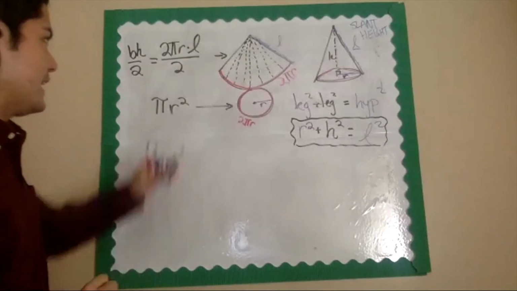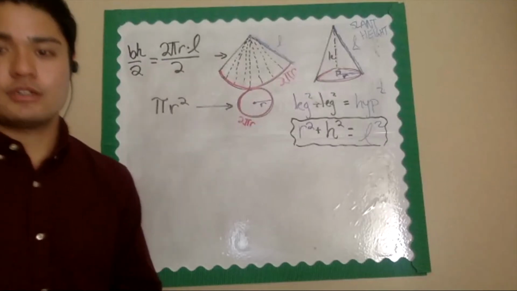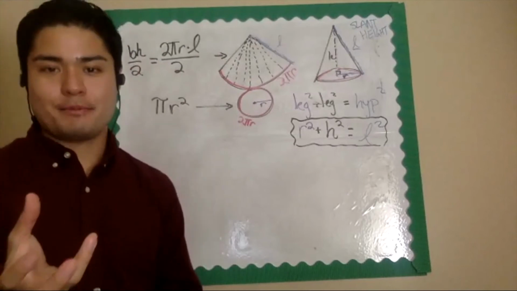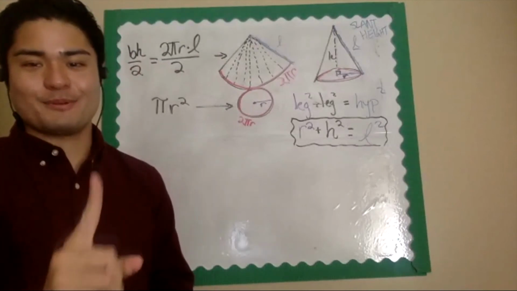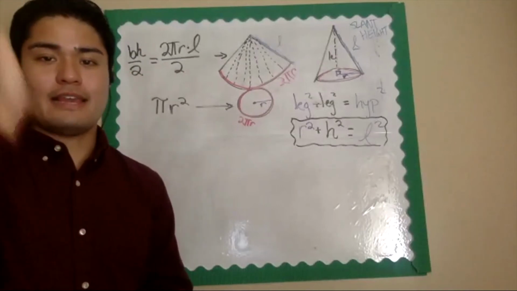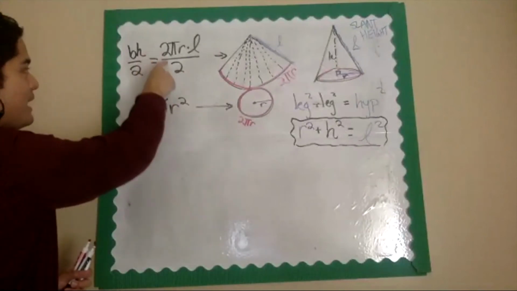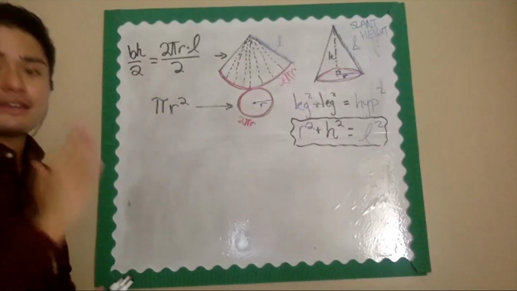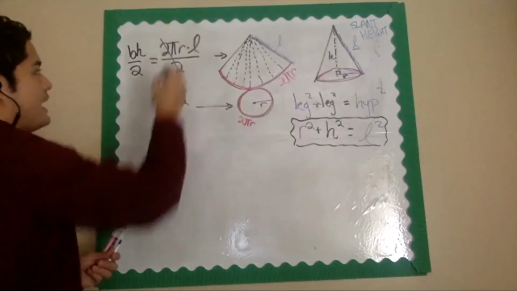I'm going to simplify that actually. 2 pi r L over 2. In algebra, you learned that if you have 2 apples and you divide them between 2 people, each person gets 1 apple. If you take a number divided by that number, they cancel out and become 1. I have a 2 on the top and a 2 on the bottom. I can cross these out and they cancel out. And I'm just left with pi r L.